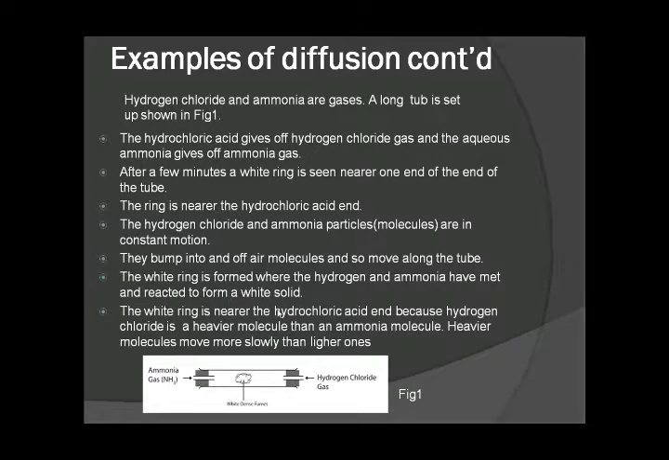The ring is near the hydrochloric acid end because hydrogen chloride is a heavier molecule than an ammonia molecule. Heavier molecules move more slowly than light ones. So ammonia, which has lighter molecules, will move faster because of its weight. It bounces off the air molecules faster, so it reaches the hydrogen chloride end quicker than the hydrogen chloride molecules do. That's why when they meet and form the white ring, it is found closer to the hydrogen chloride gas end.